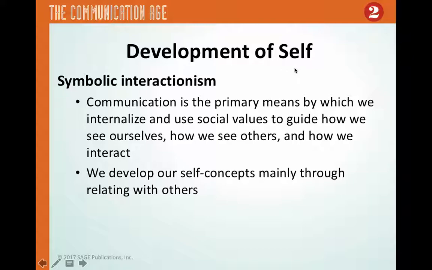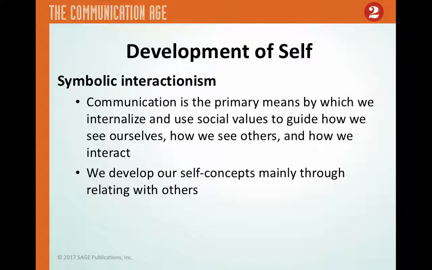And the self is developed in a lot of really interesting and fascinating ways, starting with symbolic interactionism. This is an early theory from like the 1940s-ish. What it gets at is communication is the primary means by which we internalize and use social values to guide how we see ourselves, how we see others, and how we interact. We develop our self concepts through communicating with other people.